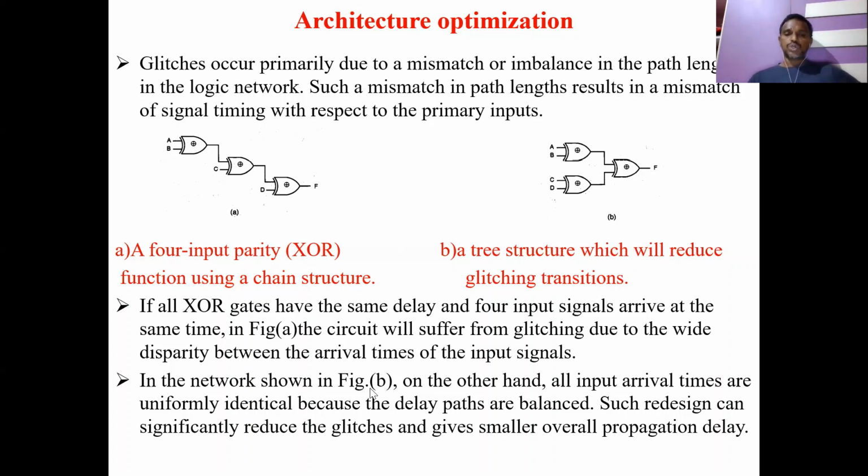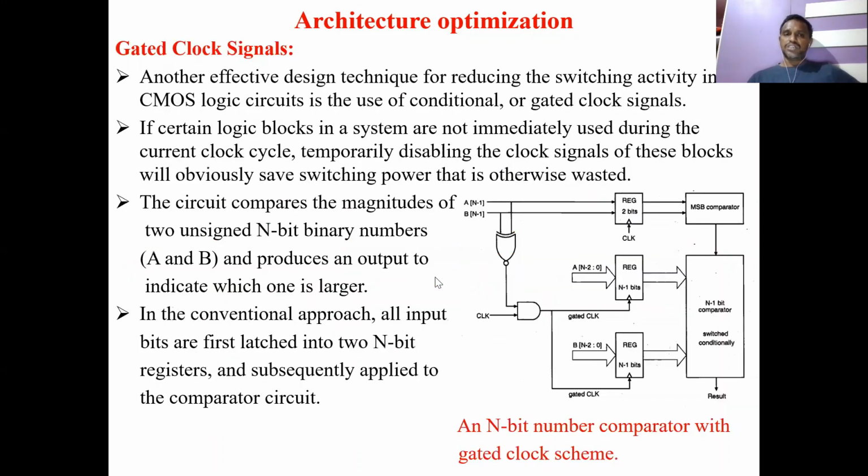In the network shown in the other figure, all the input arrival times are uniformly identical because the delay paths are balanced. Here it is not uniformly identical, but here all will reach at the same time. Such a redesign can significantly reduce the glitches and gives a smaller overall propagation delay. So this is glitch reduction.